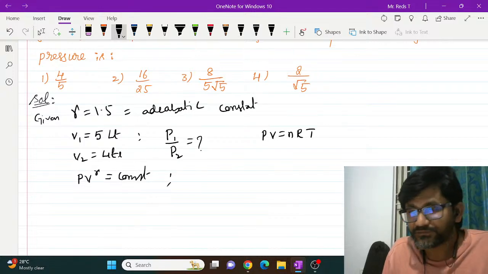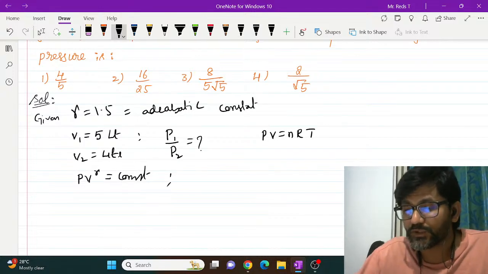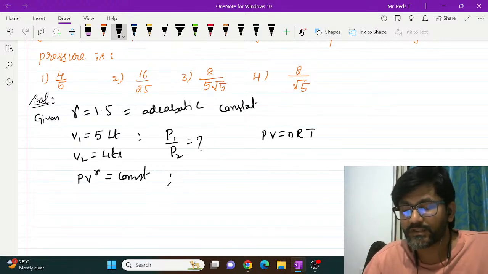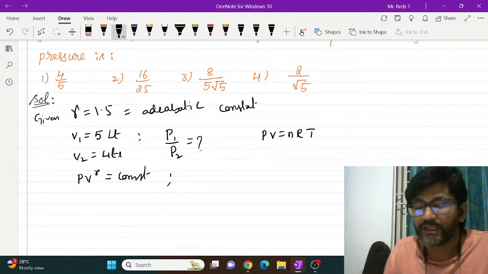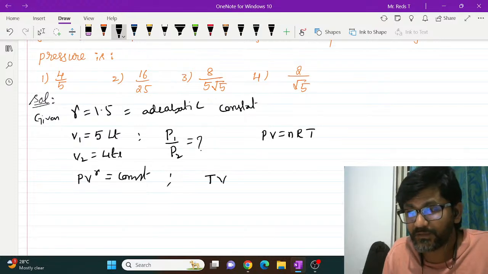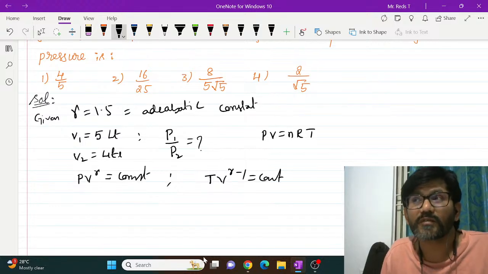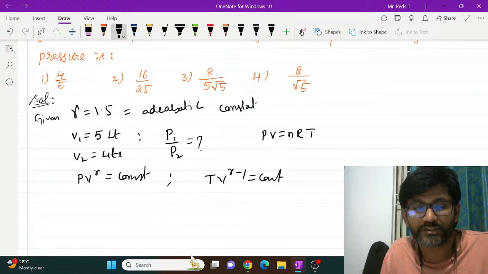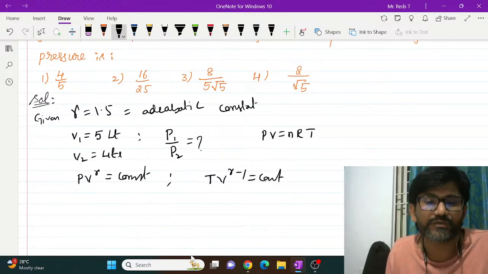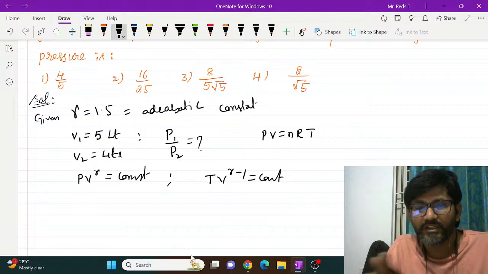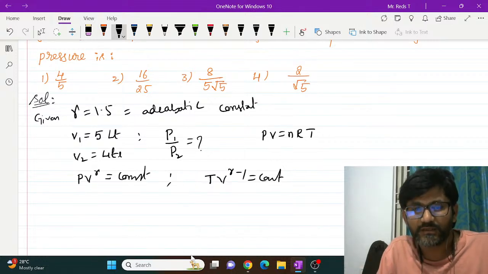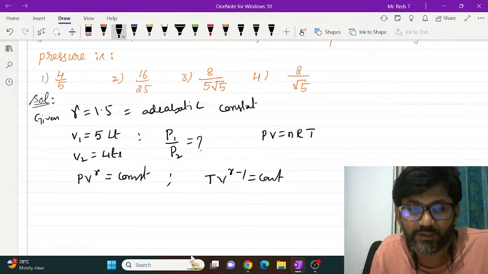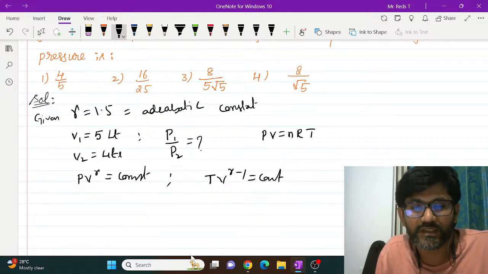Whereas in terms of temperature and volume, do you remember what is the adiabatic gas equation in terms of temperature and volume? TV power gamma minus 1 is equal to constant. In pressure and volume, PV power gamma equal to constant. Here this we have to use. When you say adiabatic process, immediately these two equations, and in terms of pressure and temperature, the other relations also you have to just recollect back once.